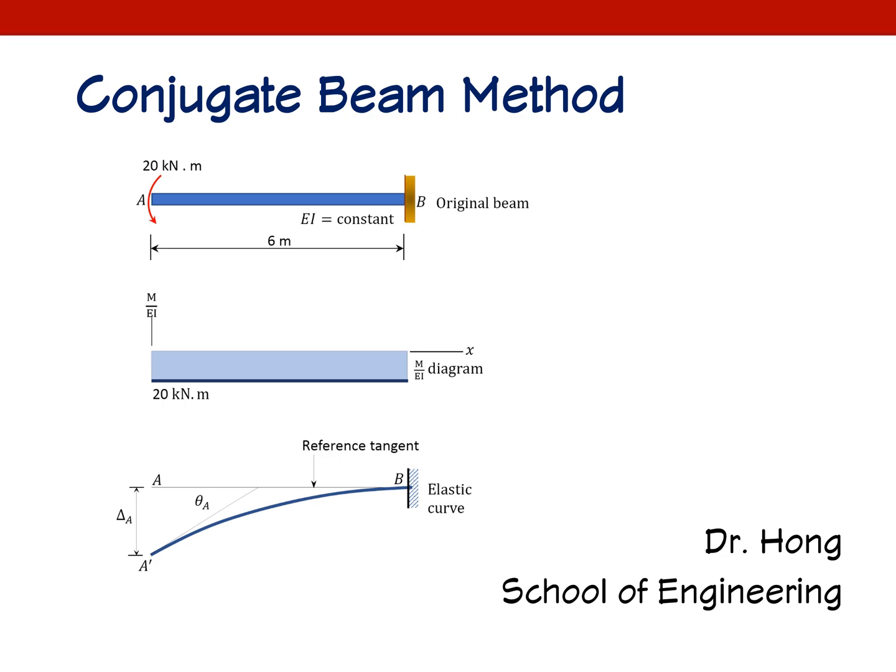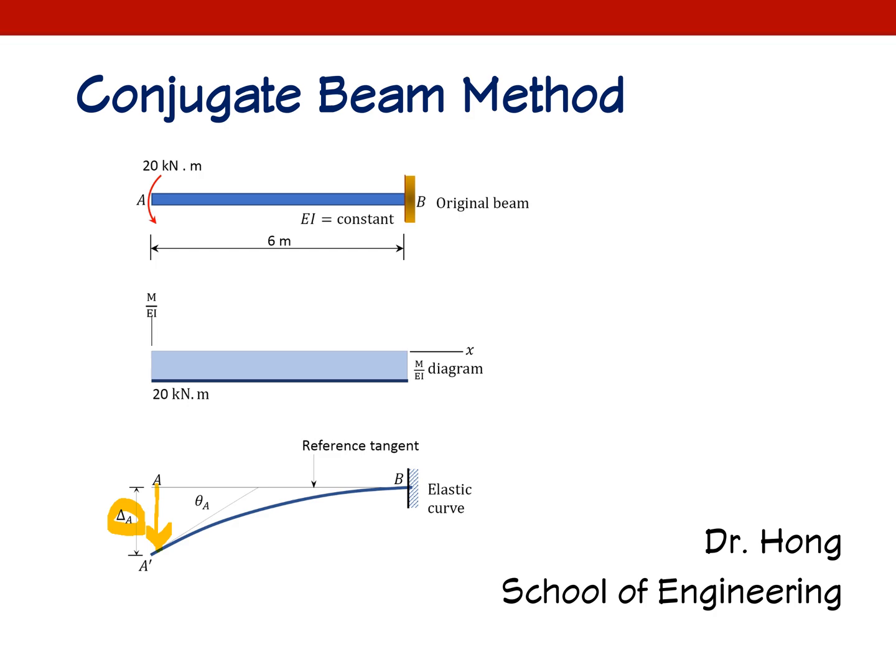Hi everyone, this is Dr. Hong. In this chapter, we are going to study the conjugate beam method. The conjugate beam method is a very simple but very convenient method to calculate deflection. And what is deflection first? As you learned in 301, deflection is the vertical displacement of a beam or any other structure from its original position.